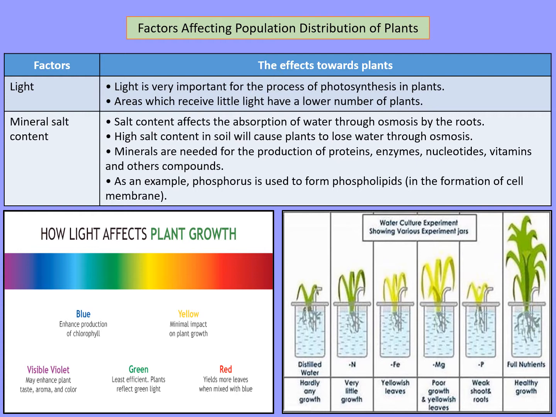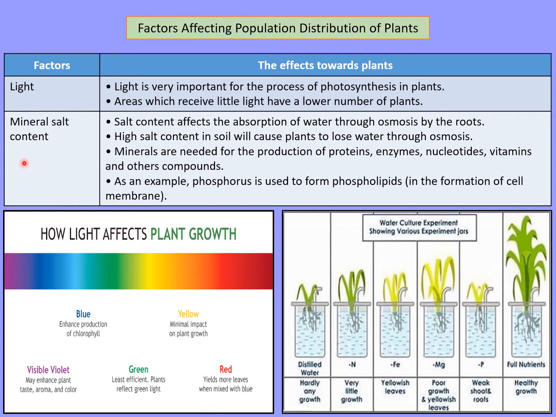Light. Light is very important for the process of photosynthesis in plants. Areas which receive little light have a lower number of plants. This diagram shows how light affects plants' growth. The best wavelengths of visible light for photosynthesis are blue and red.